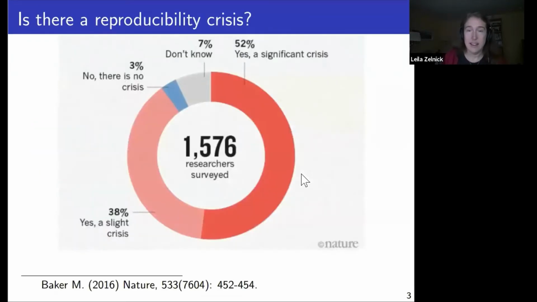So we might start off by saying, is there a reproducibility crisis? And this survey of over 1,500 researchers that appeared in Nature in 2016 would seem to indicate that there is. So 52% of respondents in the survey said, yes, there is a significant crisis. And another 38% said, yes, there's a slight crisis. So overall, 90% of respondents said that there was some sort of crisis of reproducibility. And for those who are unclear, by reproducibility, I simply mean, can you reproduce another scientist's or even your own experiments or research?